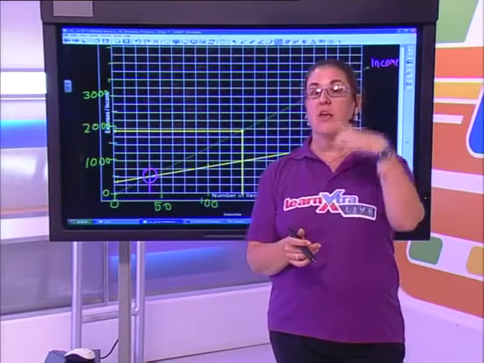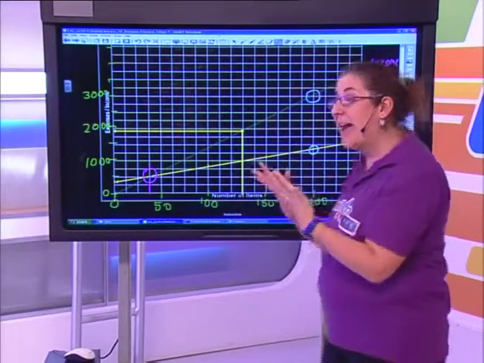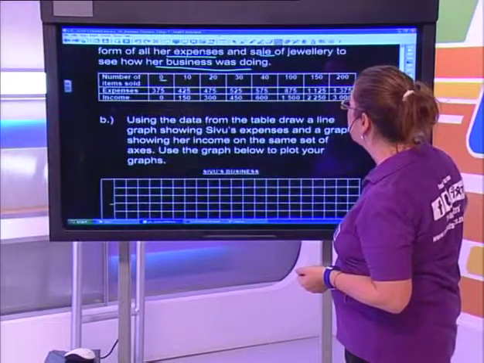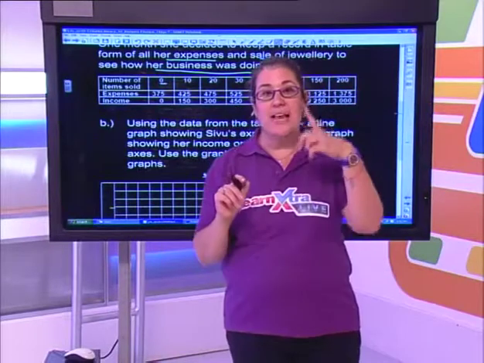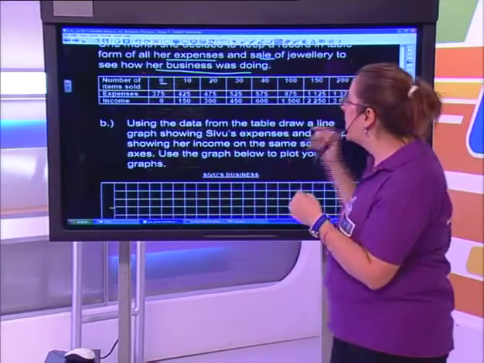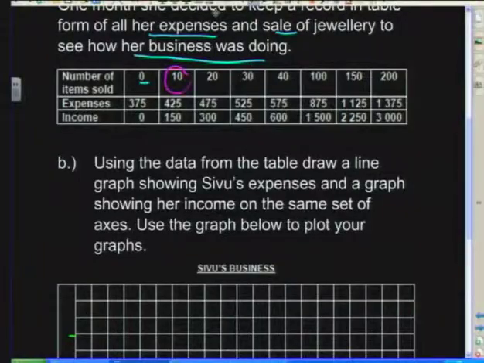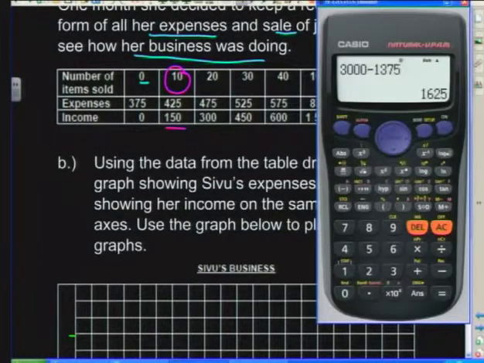So in this case, you can also check to see that you actually have the correct calculations. Now what I want to do in order to check this is, how much is she selling one item for? Because that hasn't come up yet. She sold 10 units and 150 was her income, so it's 150 for 10. We can divide by 10. She's selling each one for 15 Rand. That's what she's selling one item for.